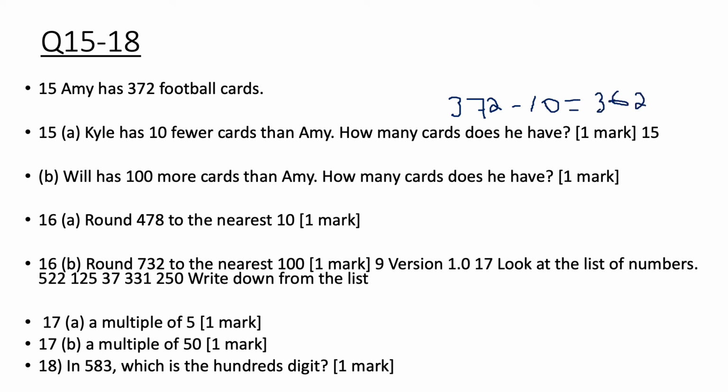Okay, this is part B. Will has 100 more cards than Amy. How many cards does he have? Well, 100 plus 372 is 472, guys. Okay, doing that on our calculator. So it's 372 plus 100 is equal to 472, guys.